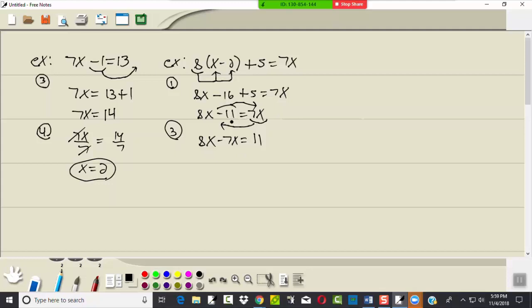Some of you may have learned that differently, where you had like a plus 11 underneath both sides or to the side of each. It really is just much easier just to think when you move anything across your equals, your sign changes. 8x minus 7x is 1x or x. And since x is by itself here, we don't have to do step 4. Now let's take a look at one with a fraction.